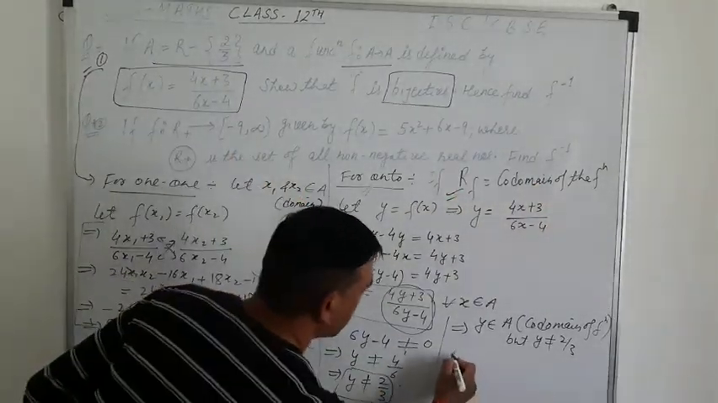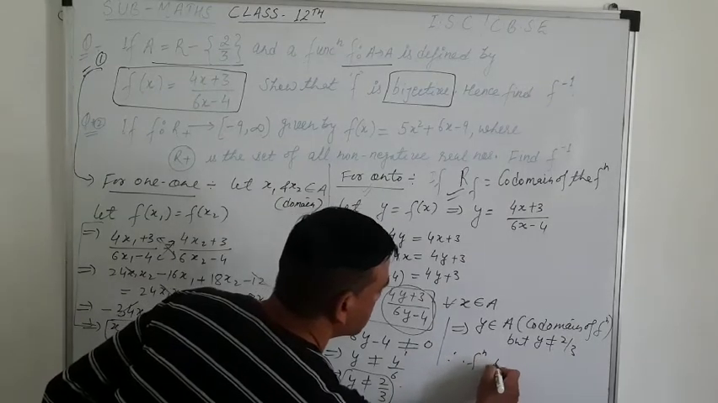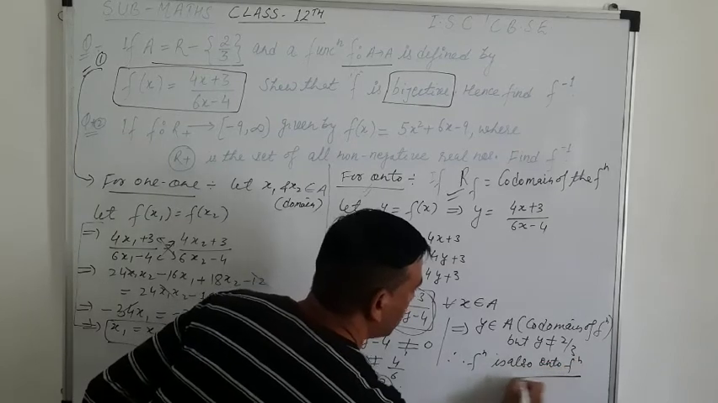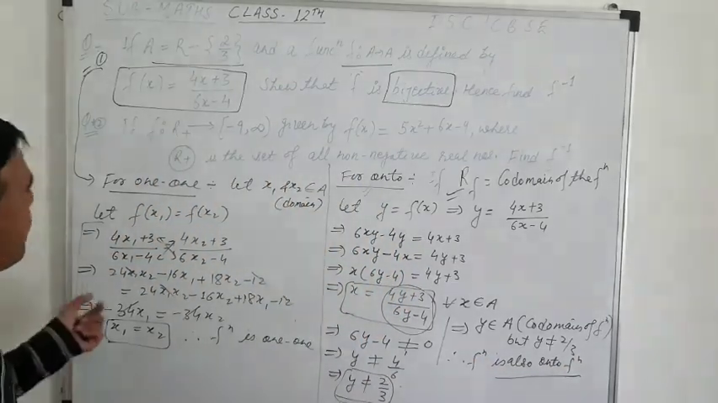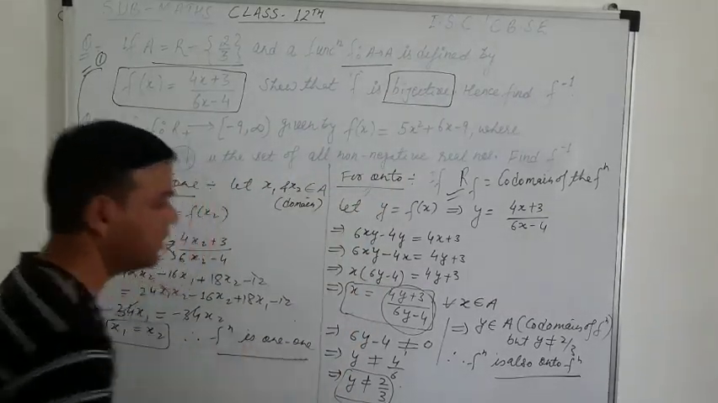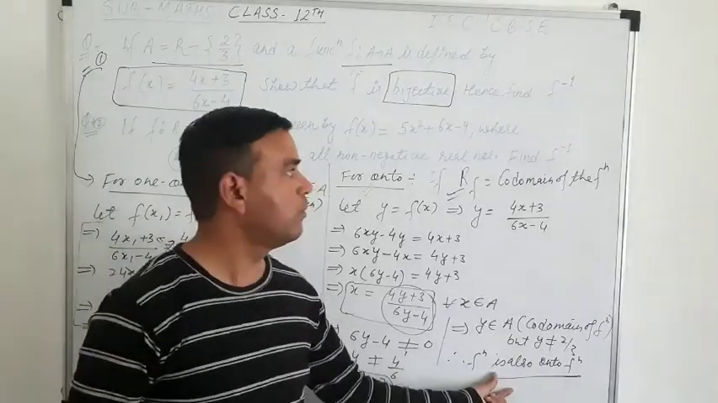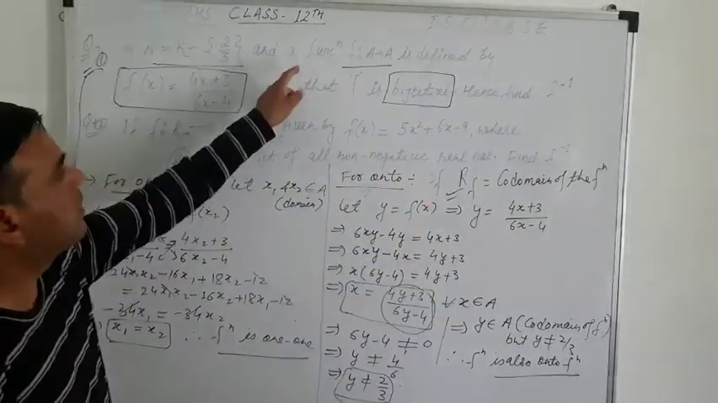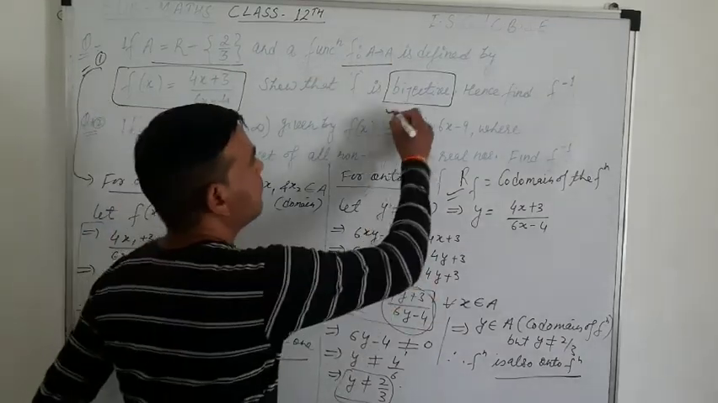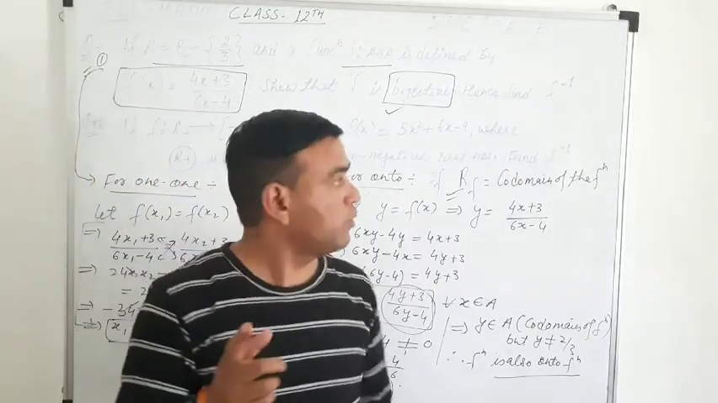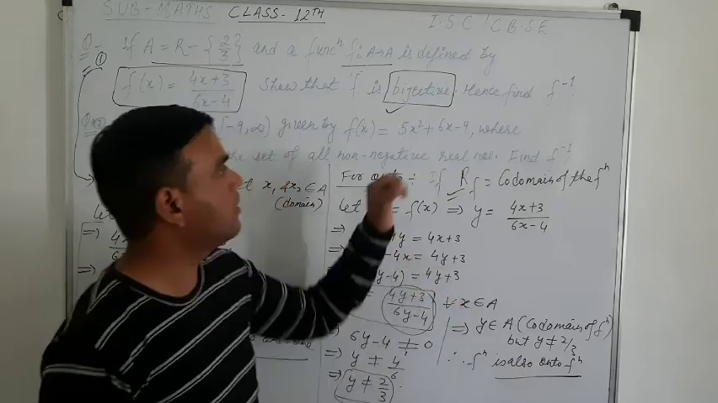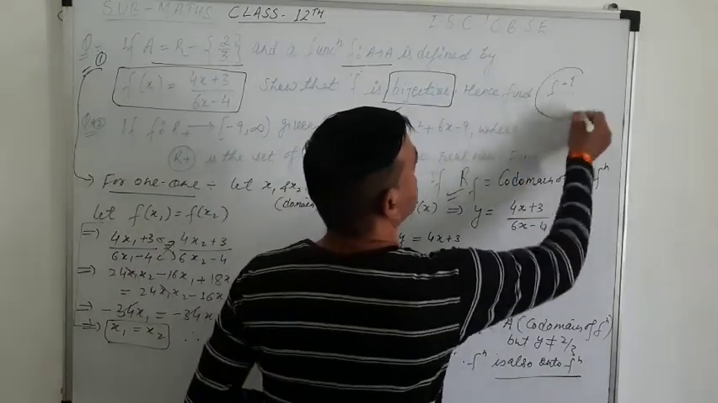Therefore this function f is also an onto function, and this is a sufficient condition for a function to be bijective. Since the function is one-one as well as onto, the given function from A to A is a bijective function. Okay, thank you. And after this we will see that once we have proved that this function is bijective, then we have to find the inverse of this function.